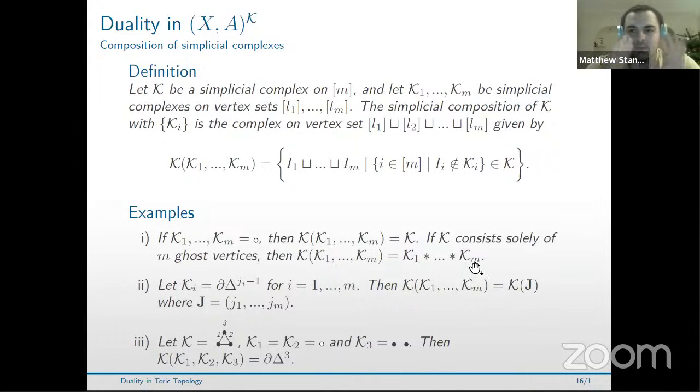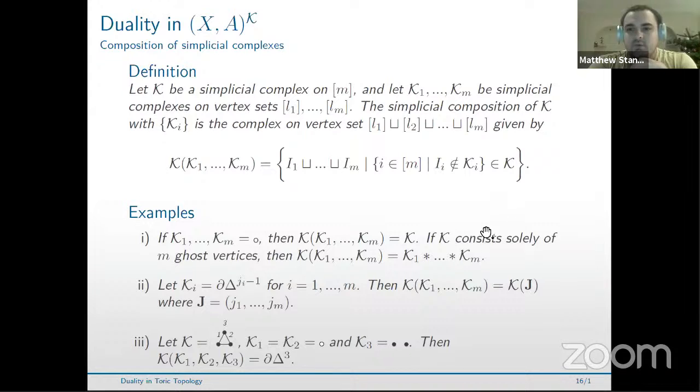Now, with that in mind, the way that you can actually view this composition of simplicial complexes is to say that it's a filtration between, at the bottom, the join of K1 through Km, and at the top, the full simplex on this vertex set, L1 union L2 and so on, union Lm.